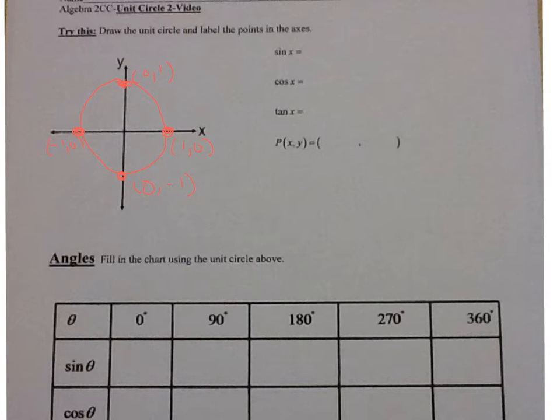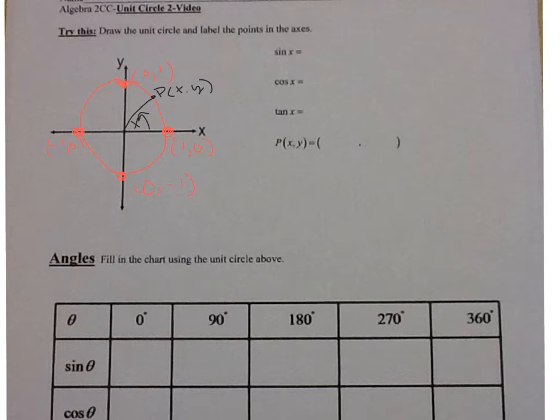And then remember we talked about this point that was on the unit circle, and we talked about another way to represent this point, point P. If I have this angle that's drawn in, notice over here I wrote it as sine x, cosine x, tan x. That means I'm calling the angle x, instead of theta this time.